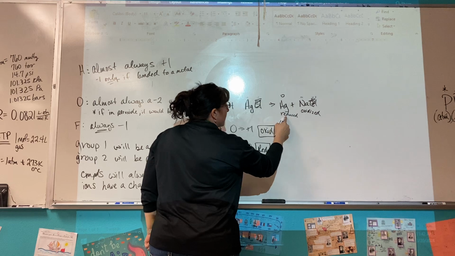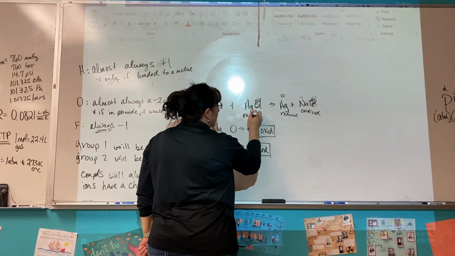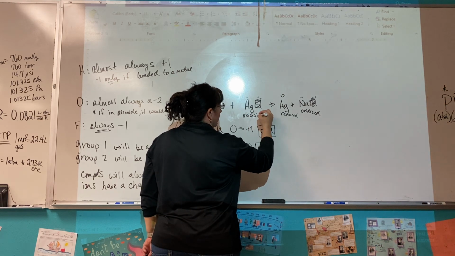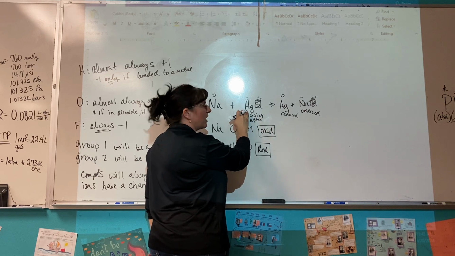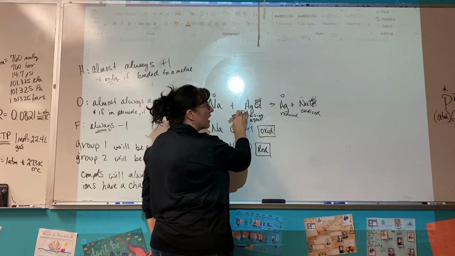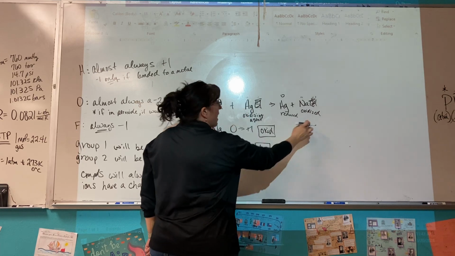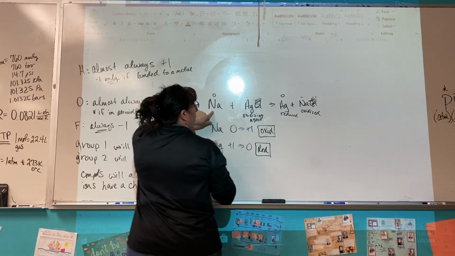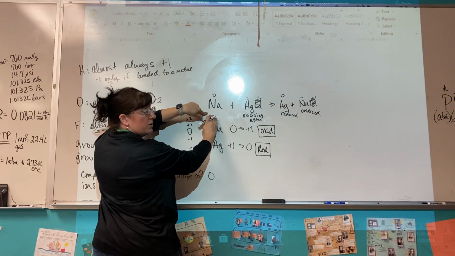So if this is reduced, then the silver on the left-hand side of the arrow is called the oxidizing agent, because it's going to cause that sodium to give up an electron and become oxidized. Now, this is what's oxidized, and so the sodium over here would be called, think of the opposite, if it's oxidized on the right, then this is going to be called the reducing agent.